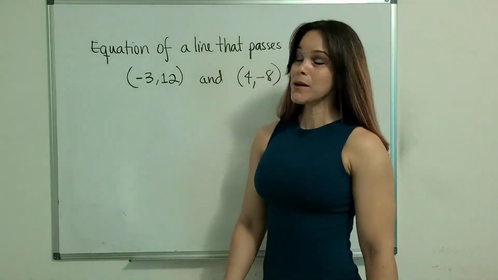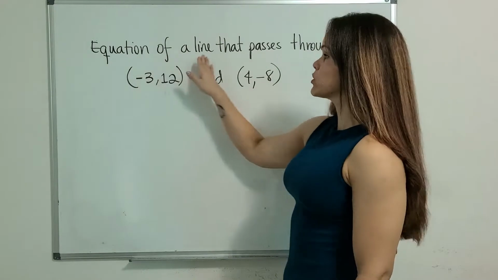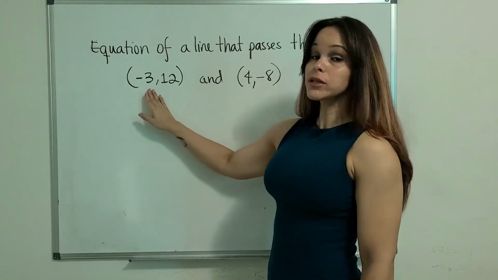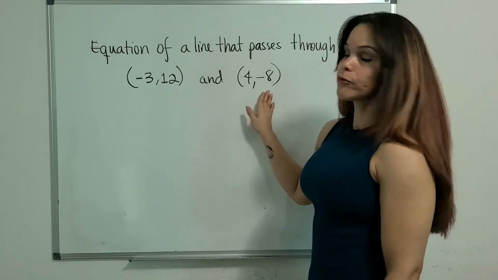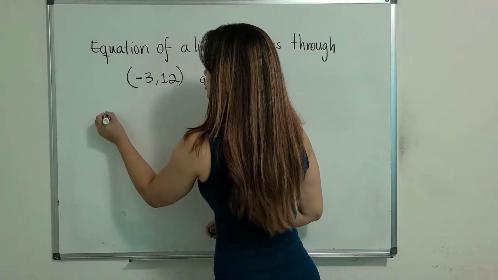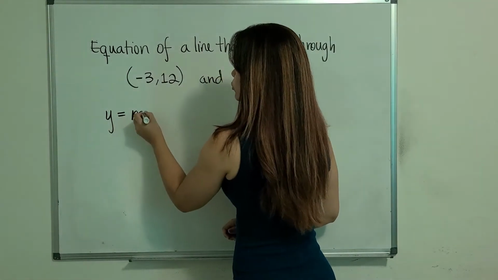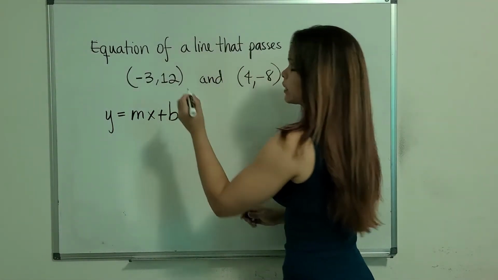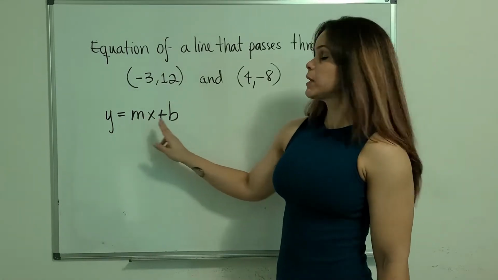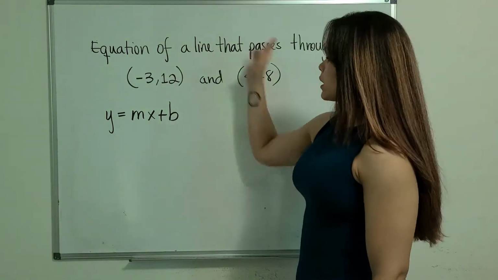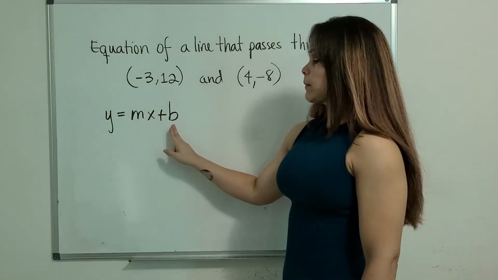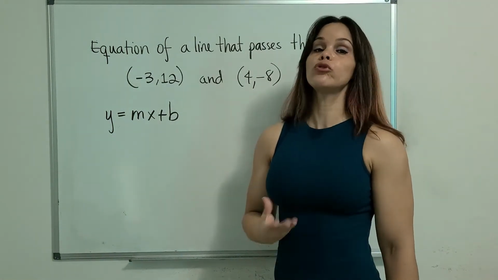Now for this example, observe that we're looking for the equation of a line that passes through these 2 points: the point with coordinates (-3, 12), and (4, -8). So once again, we're looking for an equation of a line, which is going to be y = mx + b, if you're looking to write it in slope-intercept form. So we need to replace the value of m and the value of b. We're not given the information directly here. We're not given m immediately and b immediately, but we have the tools to find them.